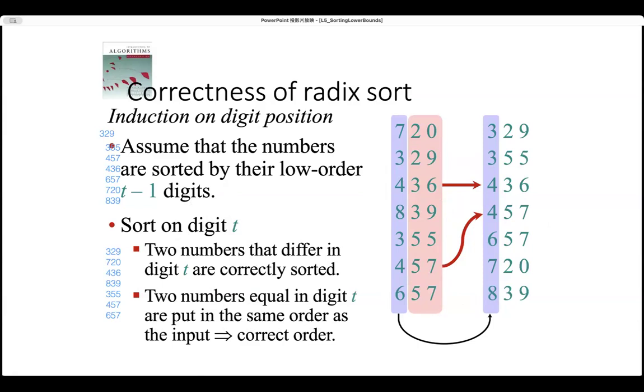So this is very important. We start from the least significant digit to the most significant one, from the right hand side to the left hand side.